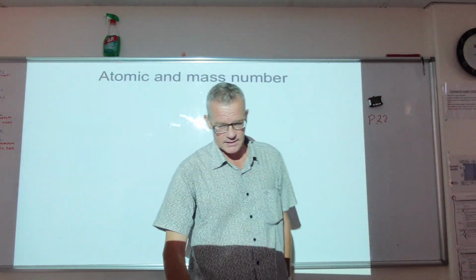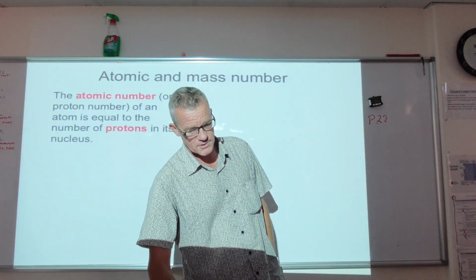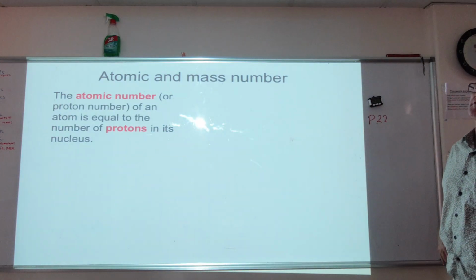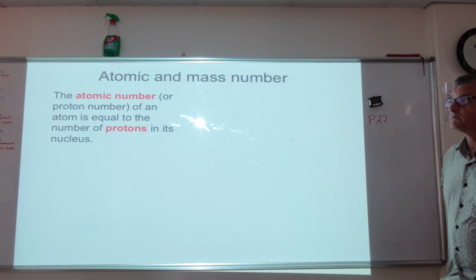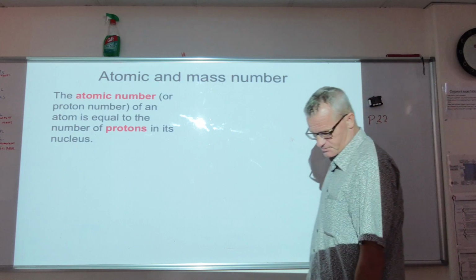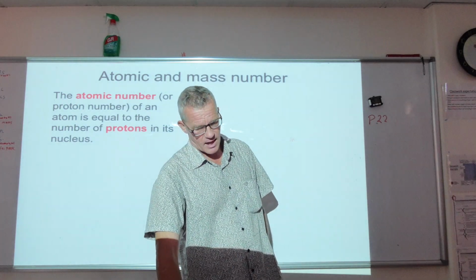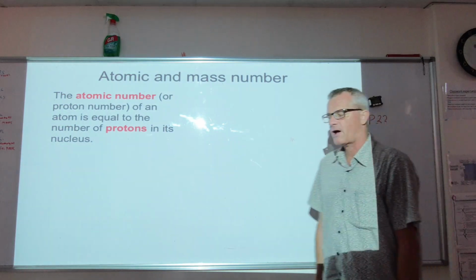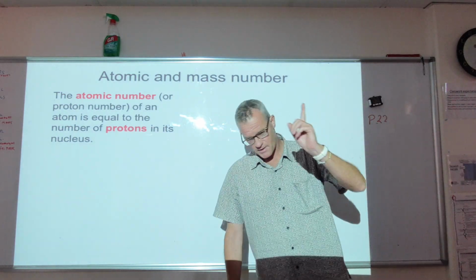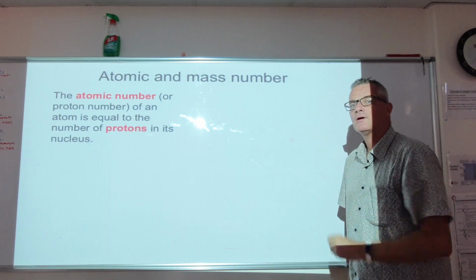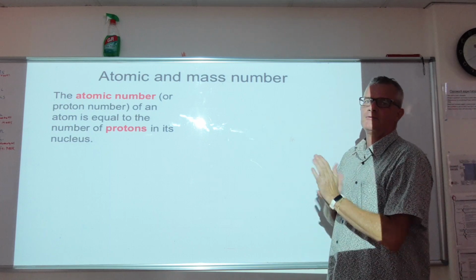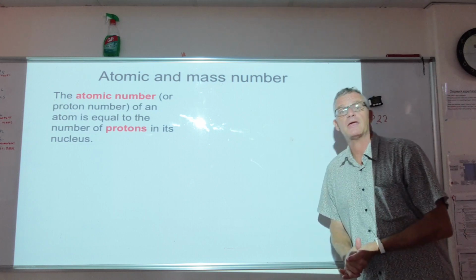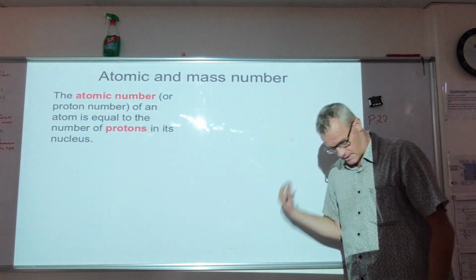Alright? Okay, let's look at the atomic mass number. The atomic number, or the proton number of an atom, is equal to its number of protons. And the protons decide which atom or element we are talking about. So when we have a proton number 1, we are talking about the first atom in the periodic table, that would be hydrogen. And the next one would be helium, lithium, etc.